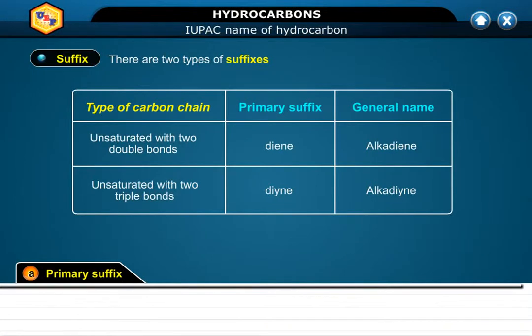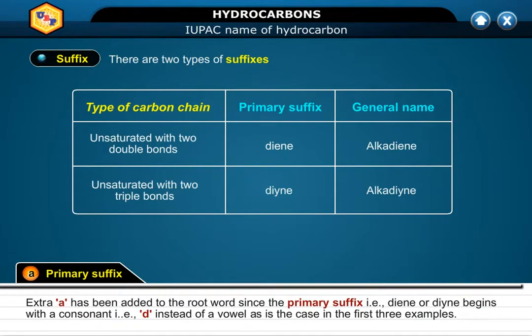For example, type of carbon chain: unsaturated with 2 double bonds. Primary suffix: diene. General name: alkadiene. Type of carbon chain: unsaturated with 2 triple bonds. Primary suffix: diyne. General name: alkadiyne. Extra 'a' has been added to the root word since the primary suffix, that is diene or diyne, begins with a consonant, that is 'd', instead of a vowel, as is the case in the first 3 examples.